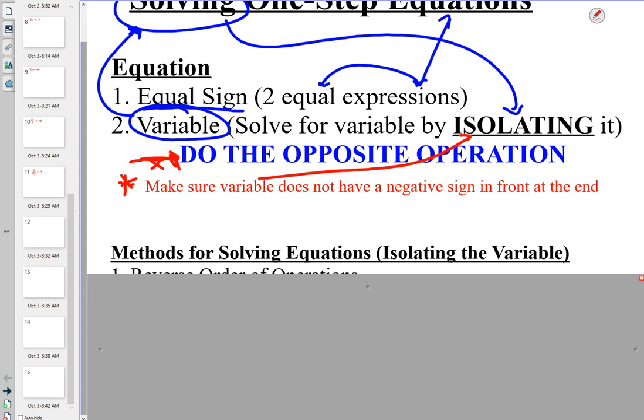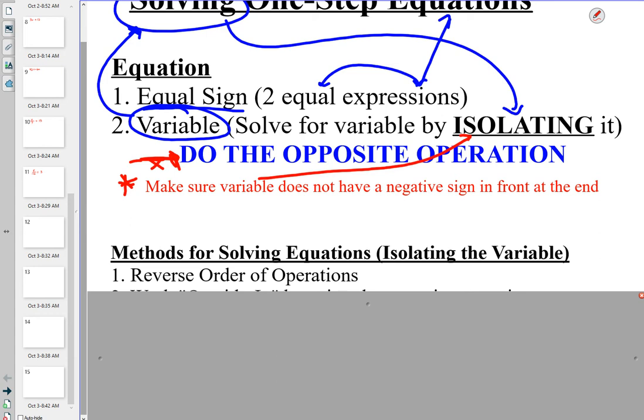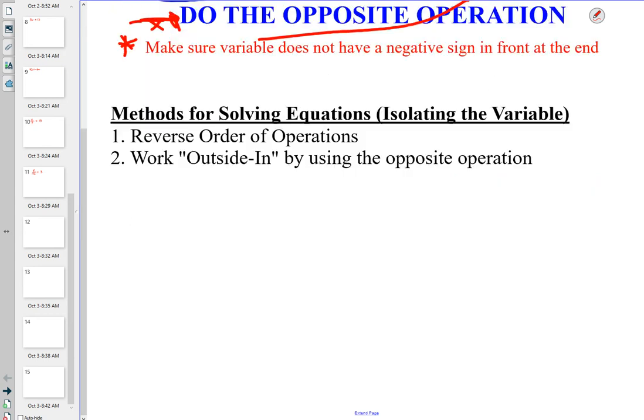Well, most books will tell you to do reverse order of operations. Back in middle school, you probably learned order of operations. What is order of operations? PEMDAS. Please excuse my dear Aunt Sally. But PEMDAS is an order for simplifying.